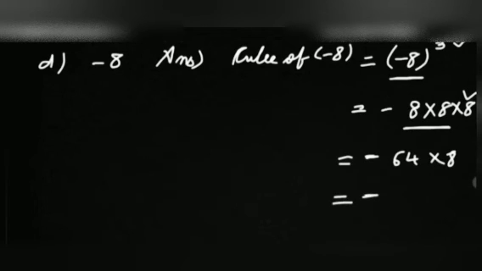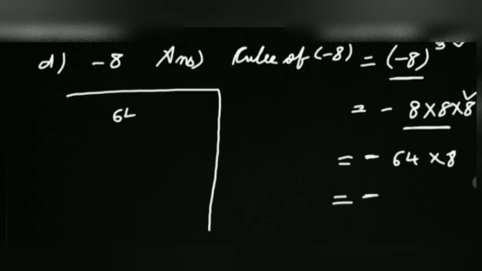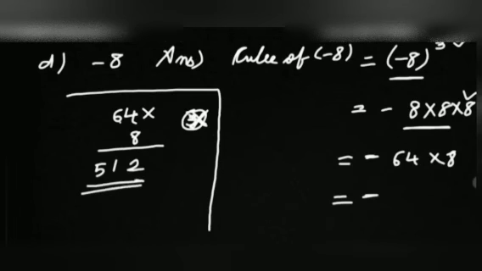So, please find out 64 into 8 in the working column. 64 into 8. 4 8s are 32. 2 here, balance 3 in the working column. 6 8s are 48. 48 plus 3: 49, 50, 51. 512 is the answer. Sorry, negative 512.